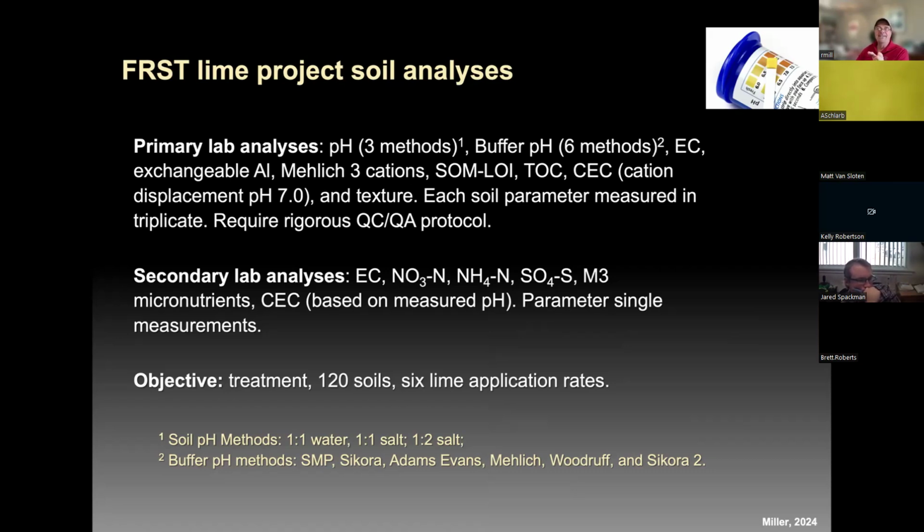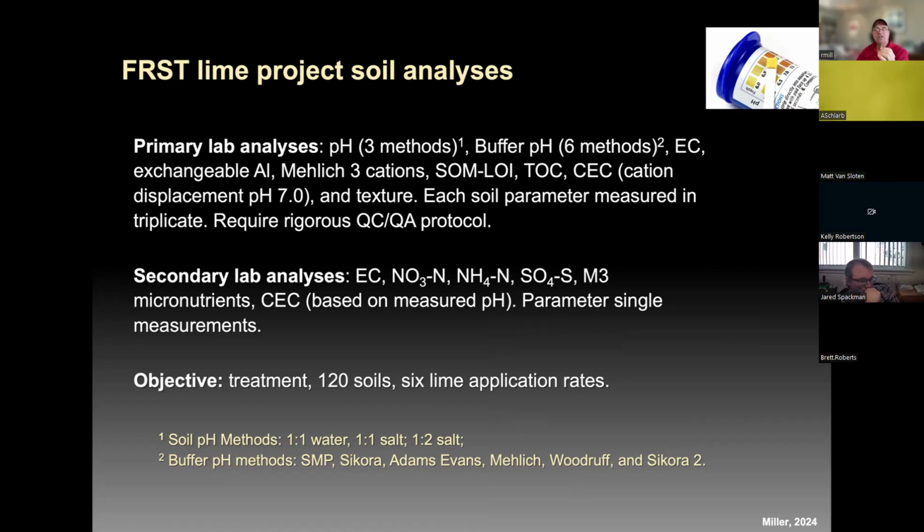But the bottom line is that all this analysis is going to be done in triplicate. Secondary lab analyses are going to be EC, nitrate, ammonium, sulfate, Mehlich 3 micronutrients, CEC. I don't think those are going to be as important, but we'll wait and see.